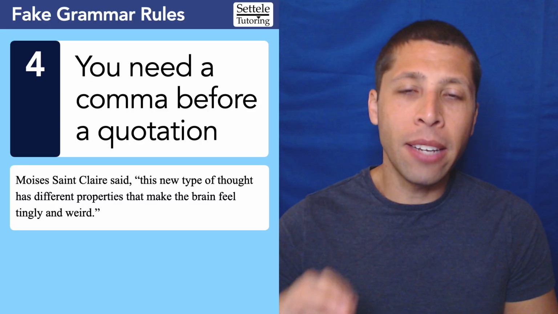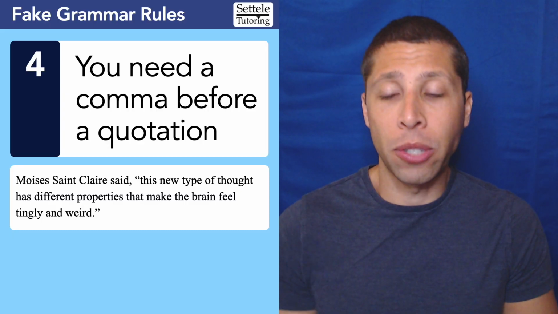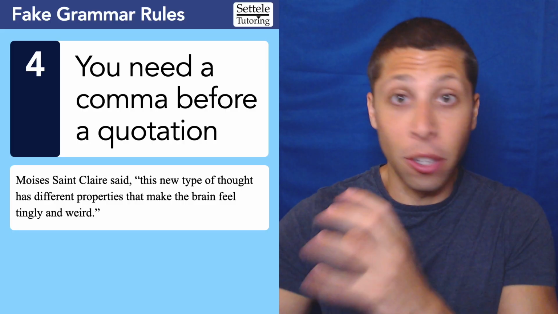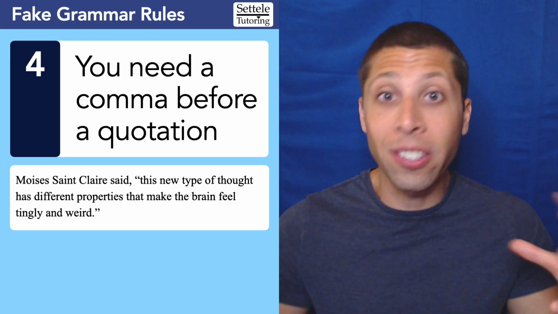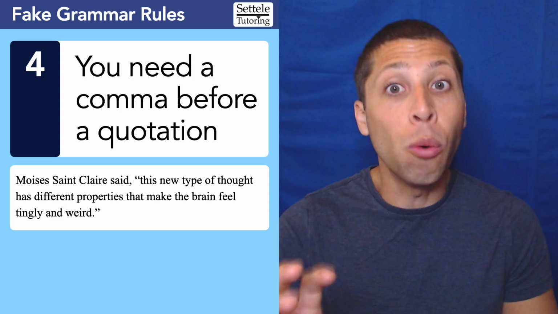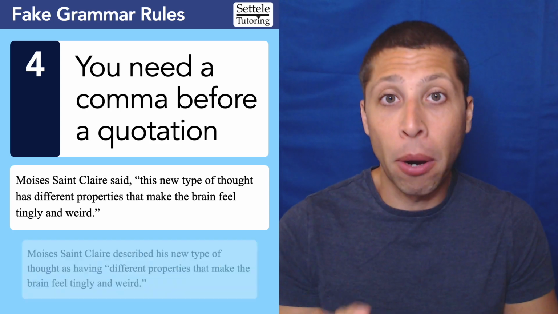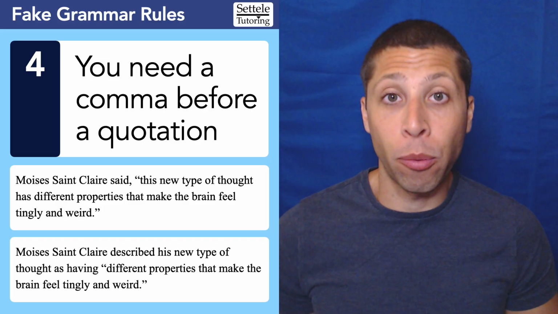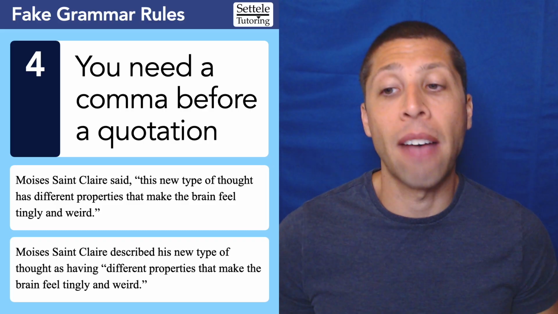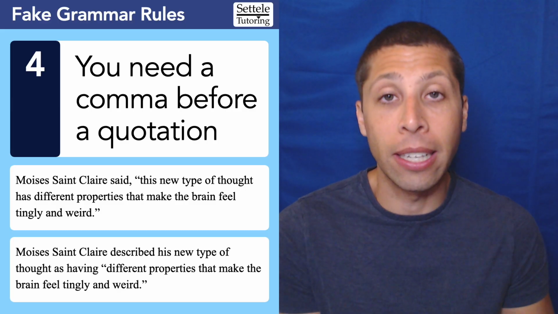But when you're writing things for essays in school and you're using a quotation, the better way to write is to fully integrate the quote into your own writing. So basically the other person's words and your words flow together in a way where there is no clear break, no word like said breaking it apart and separating them. So this would be a better way to write that same idea. Moises St. Clair described his new type of thought as having different properties that make the brain feel tingly and weird.